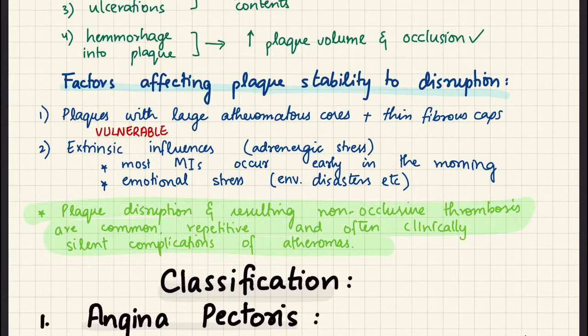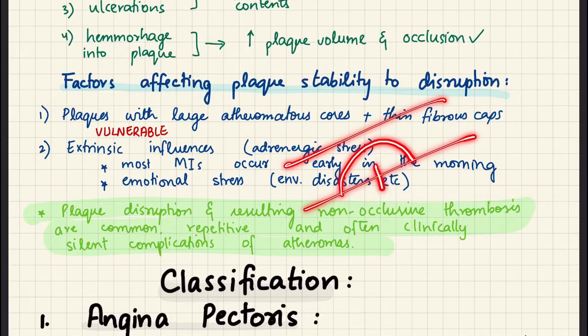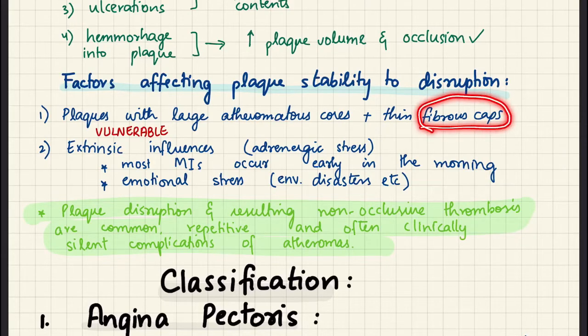Now, there are some factors which affect plaque stability. So those plaques which have a large atheromatous core and a thin fibrous cap are more likely to get ruptured. Okay, and conversely, if the fibrous cap is more thick and the atheromatous core is small, then there is less chance of it getting ruptured.